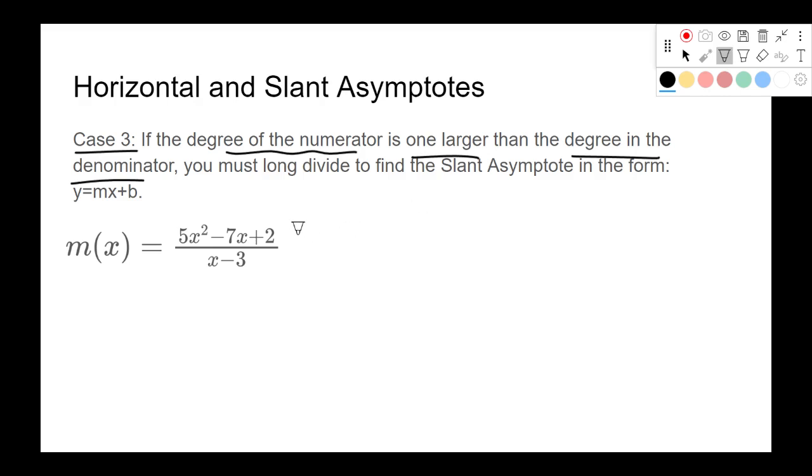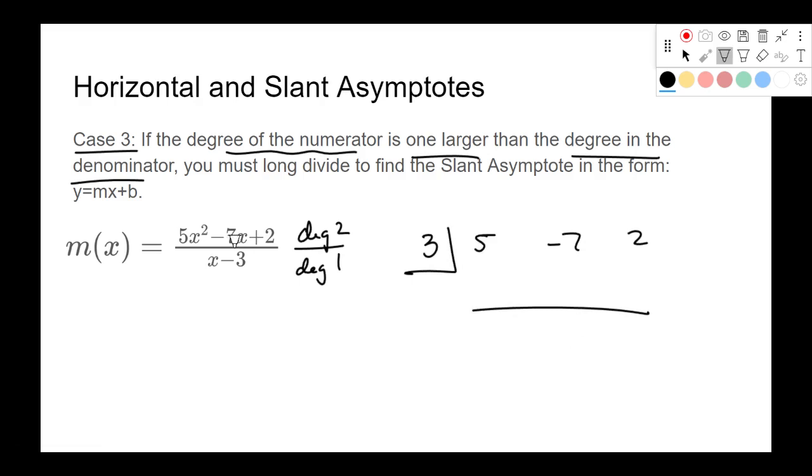So if you look at this one here, we have degree 2 up top, degree 1 on the bottom. The degree on the bottom is 1 smaller than it is on the top, so I need to long divide this. Now, this one has a linear denominator, so I could actually synthetically divide if you wanted to. I could put 3 in the box, 5, negative 7, and 2 are my coefficients. Don't forget, if you have anything missing, you got to fill it in with a 0.